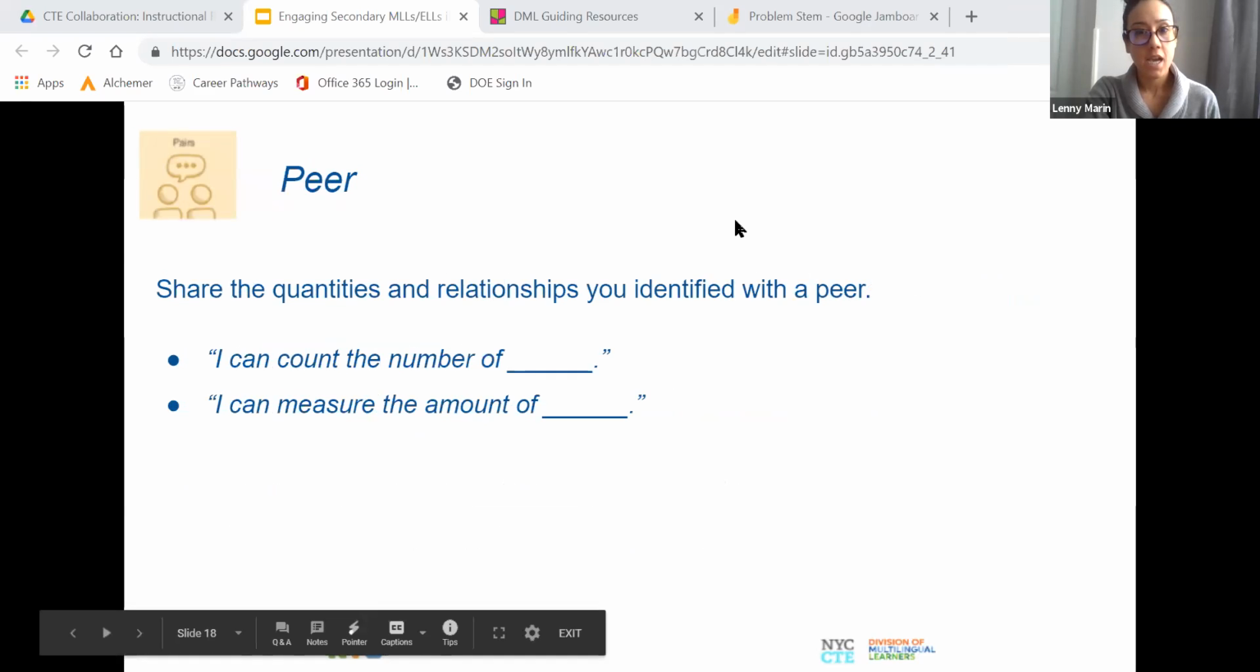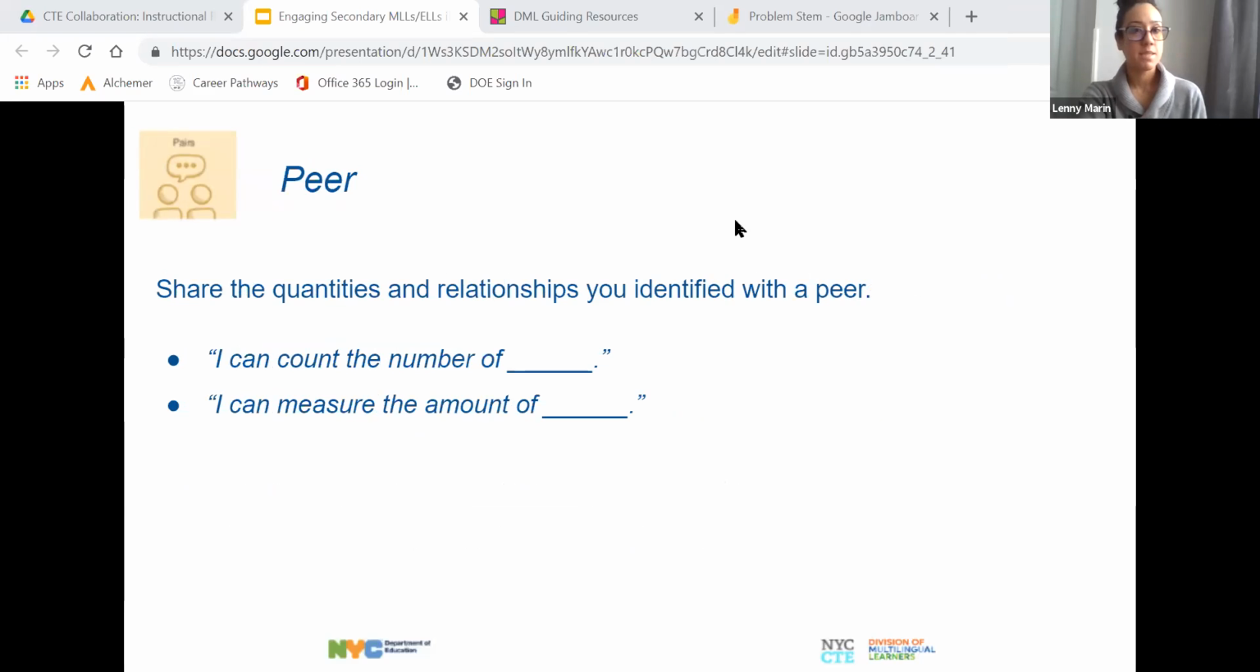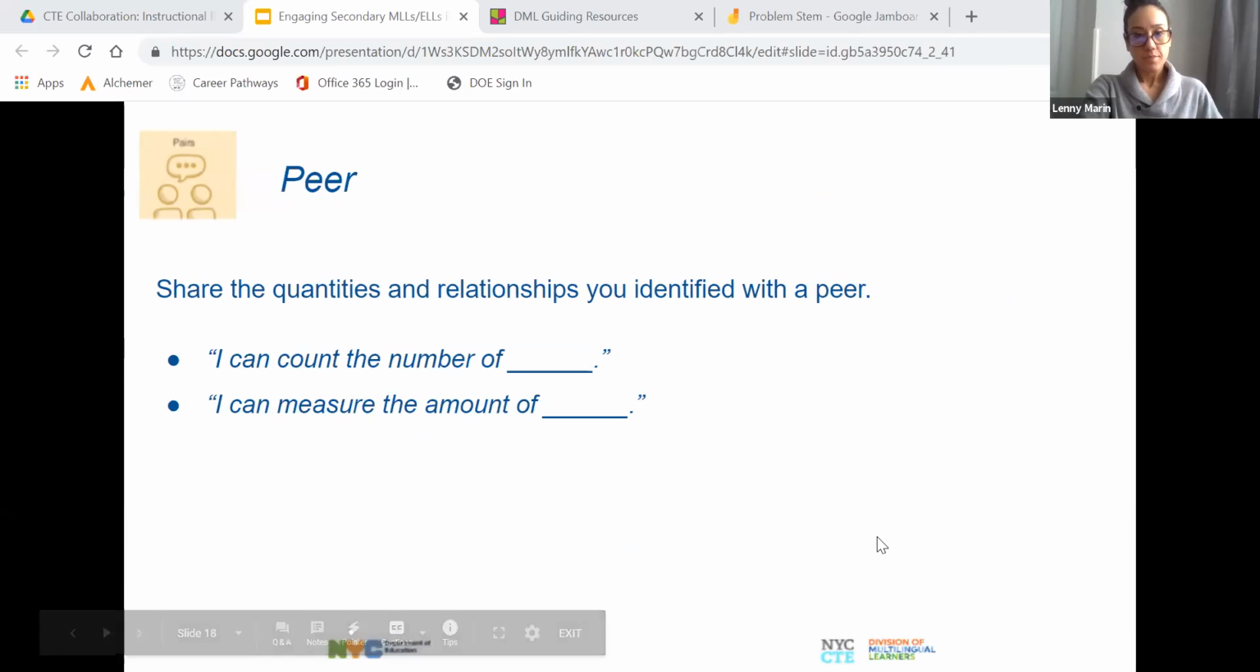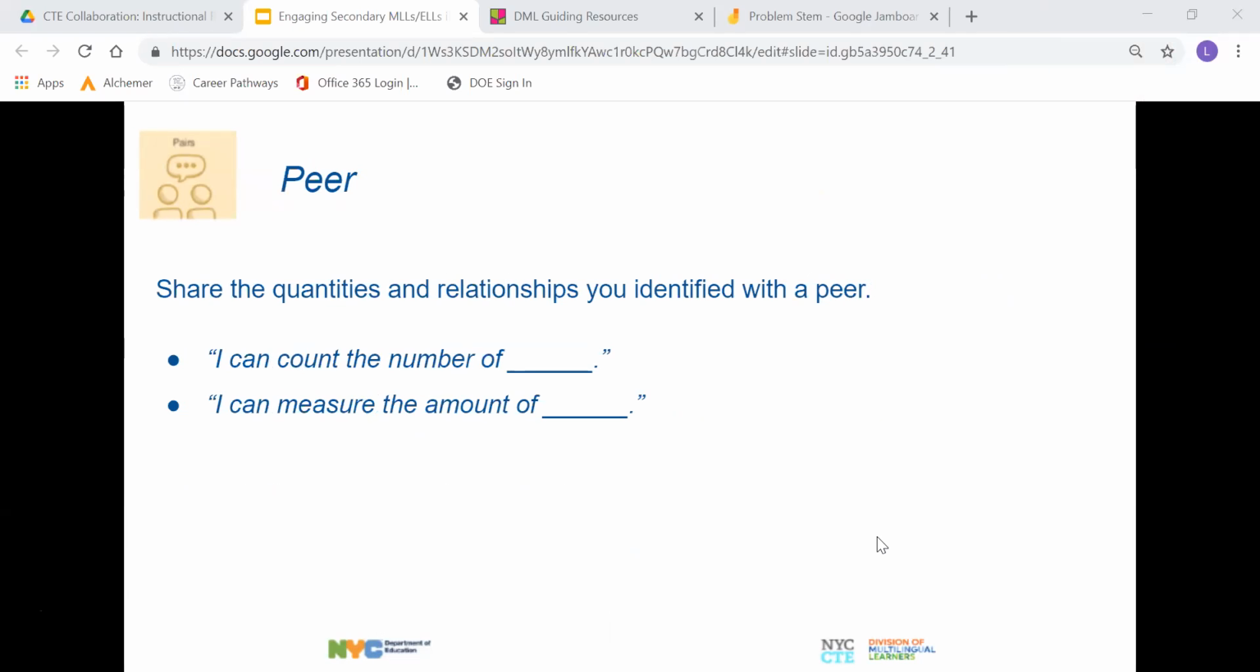So Yesenia, if you can bring them into breakout rooms, and we're going to be here for about four minutes. Perfect. I am setting up breakout rooms and they should be able to log in now.